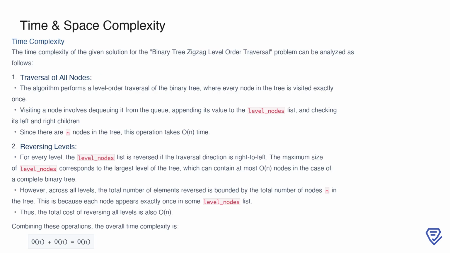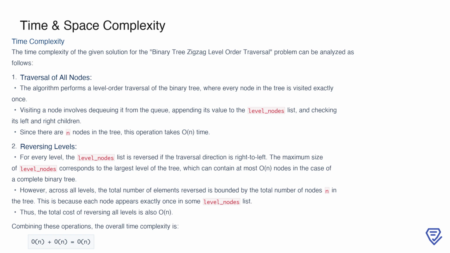To analyze the time complexity of the binary tree zigzag level order traversal, we first consider the traversal of all nodes. The algorithm performs a level order traversal, where each node is visited exactly once. For each node, we dequeue it from the queue, append its value to the level_nodes list, and check its left and right children. Since there are n nodes in the tree, this traversal step takes n time.